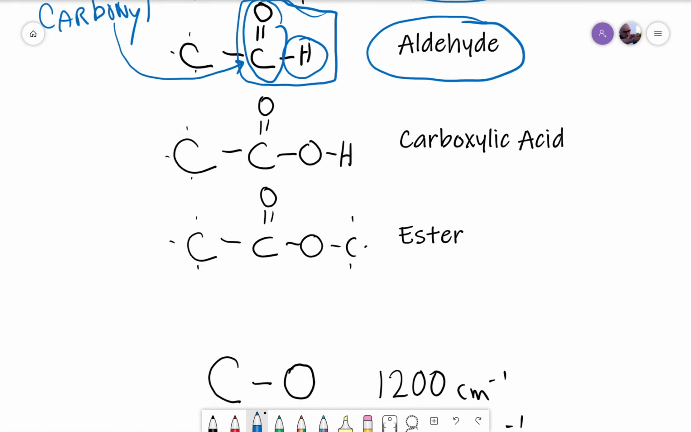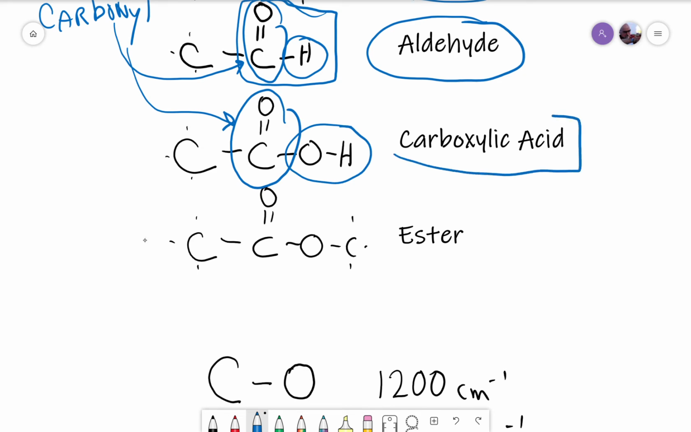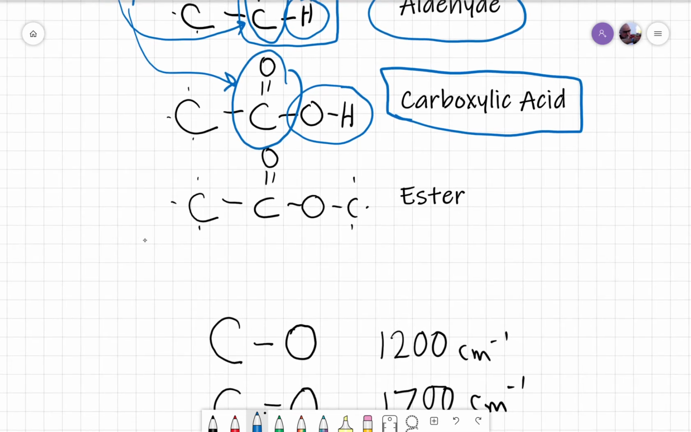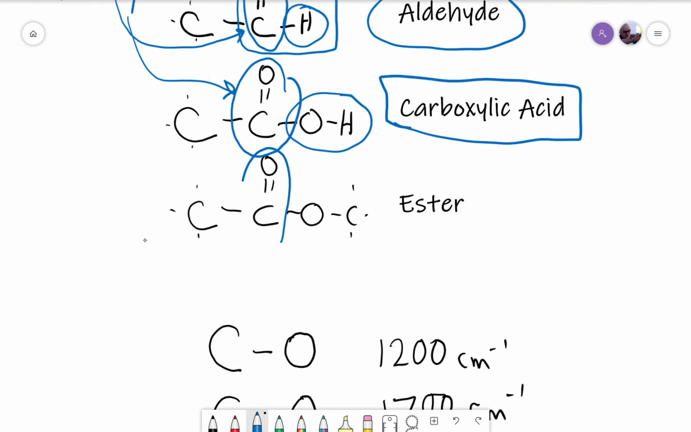If we combine the carbonyl with an alcohol group, we all recognize that as the carboxylic acid. And finally, if we have the carbonyl with an ether, that group is called an ester.